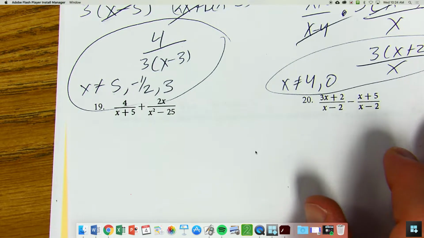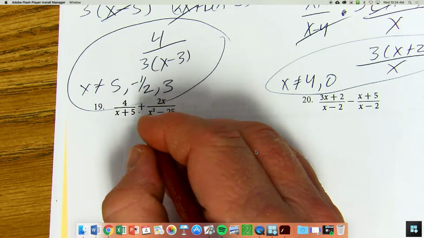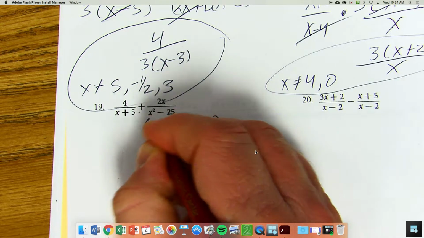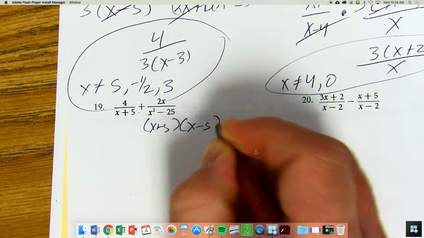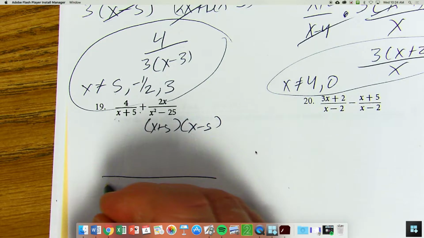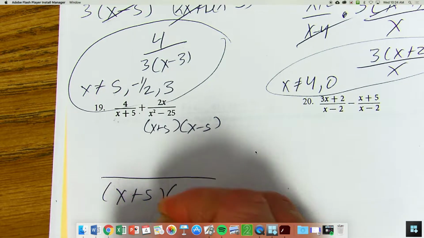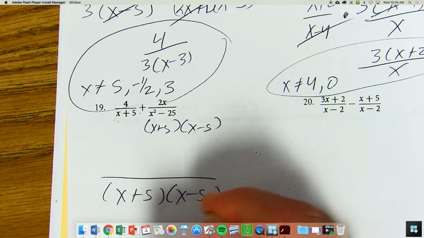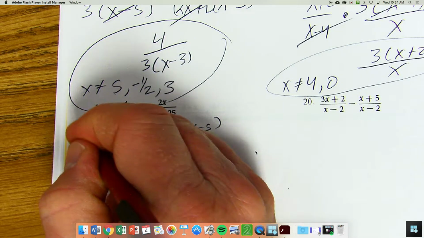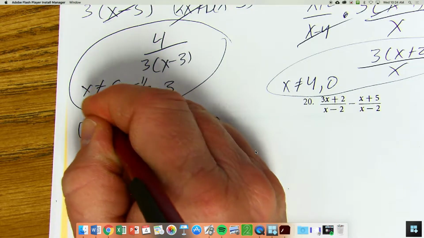19. Here we come. So we're adding again, so we need common denominators. This is x plus 5, x minus 5. This already has an x plus 5, so x plus 5's got to be in your common denominator. X minus 5's got to be in that common denominator, which means this one is only missing x minus 5.